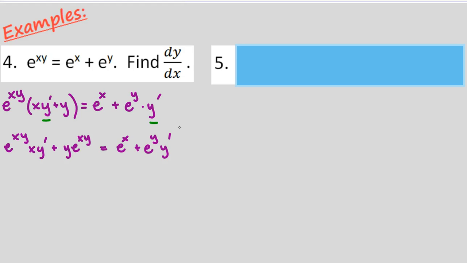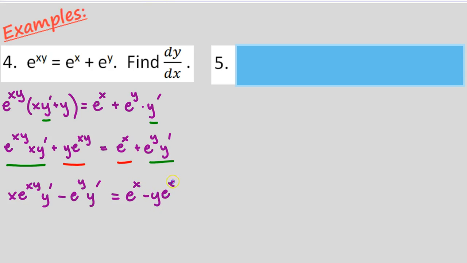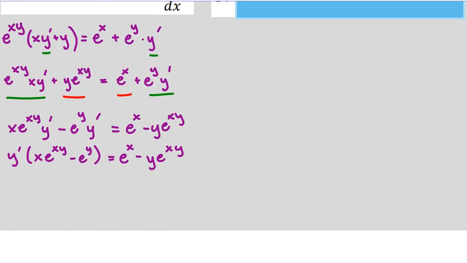Okay, so now that we no longer have parentheses, the y prime terms are going to go to one side, and the non-y prime terms are going to go to the other side. So I'm going to keep x e to the xy times y prime, subtract e to the y times y prime to get it to the other side. On the right, keep the e to the x and subtract y e to the xy to get it to the other side. Factor out the y prime. Got to really pay close attention to detail here. Lots of similar kinds of things being written, and then divide to get y prime by itself. And there's our answer.